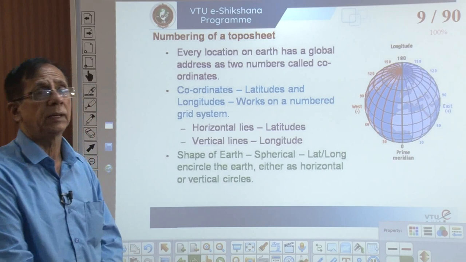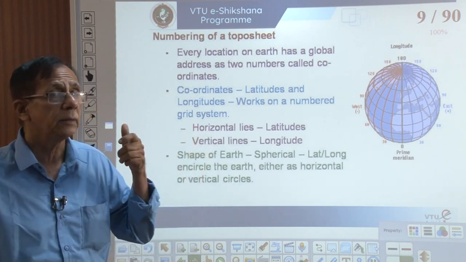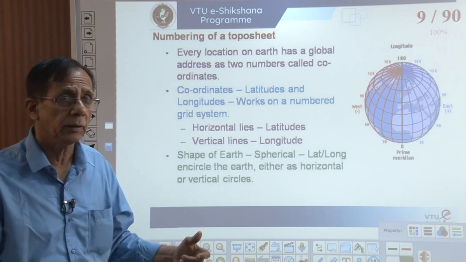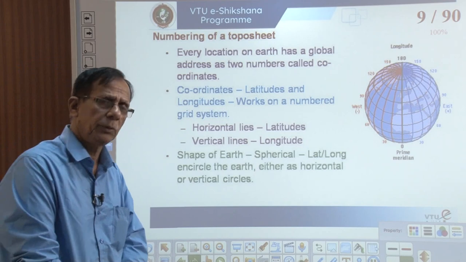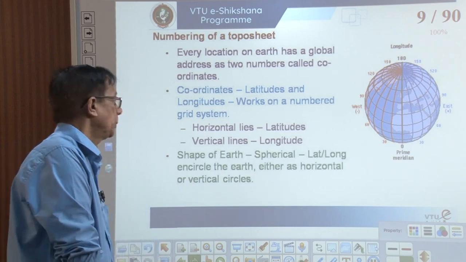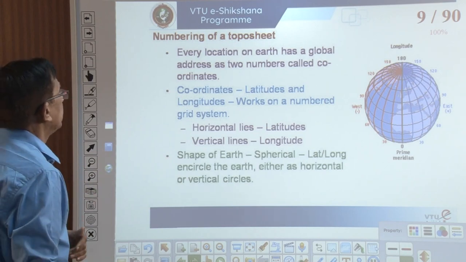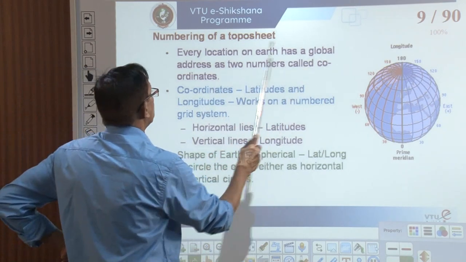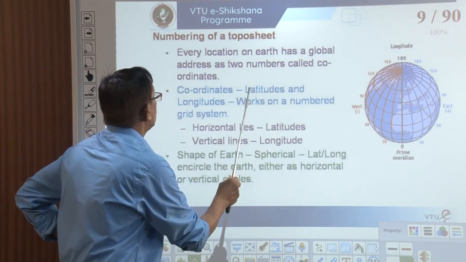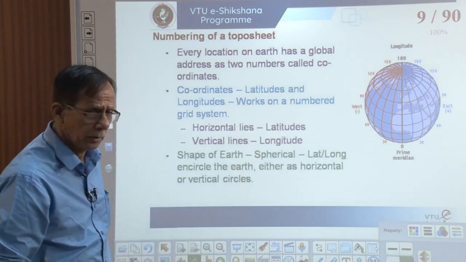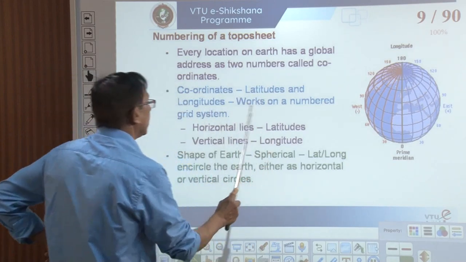We have said numbering is another part. First one is the color code, then the number, then the scale, and then we have coordinates, etc. We have just now mentioned. We will understand one by one. Now, numbering of a topo sheet, how exactly do we number? Every location on the earth has a global address as two numbers called coordinates. That is the primary. Coordinates means latitudes and longitudes.